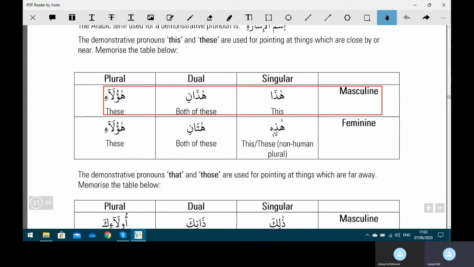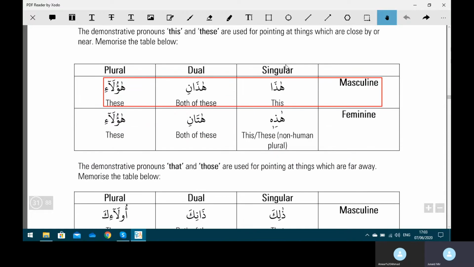What's the difference in Arabic? The Arabic is very specific. If you're talking about one male that's close to you, you use haza. If you're talking about two males that are close to you, you use hadani. If you're talking about three or more males that are close to you, you use haulai. If you're talking about one female that's close to you, you use hazihi. If you're talking about two females close to you, you use hatani. If you're talking about three or more females close to you, you use haulai also.